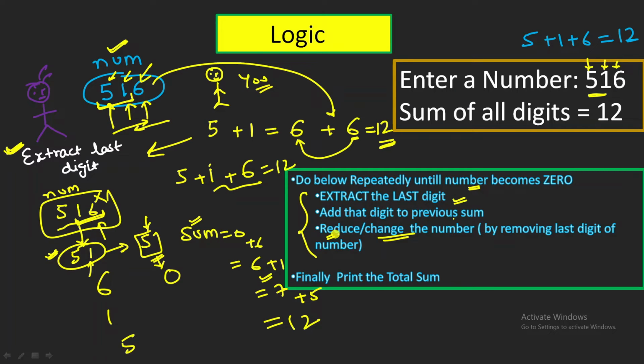Okay, now after that you will say my number has become 0, so I will come out and print the total sum, that is square. So when your number becomes 0, you will stop, otherwise you are continuously repeating these steps. I hope you have understood the idea. Now let's see in the code how we can do these steps.